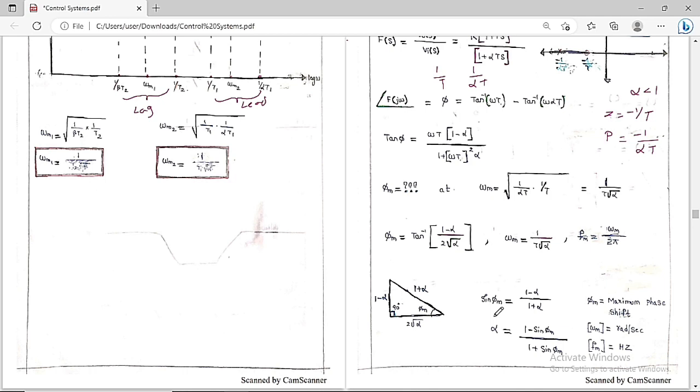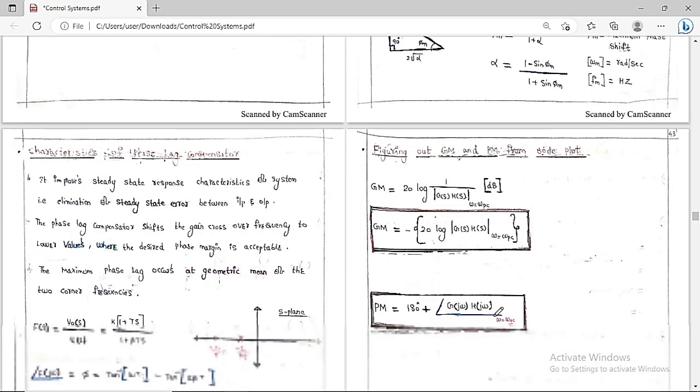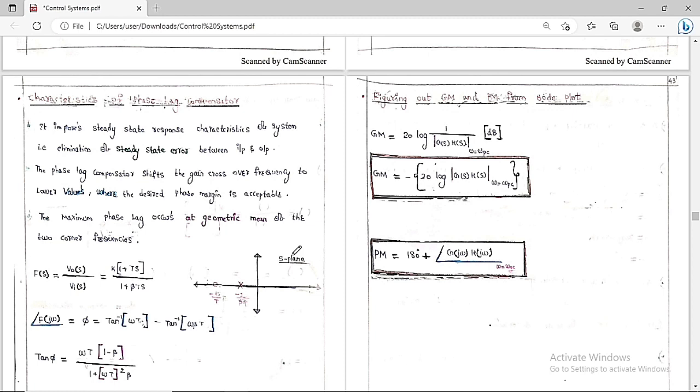So lead capacitor means the output is always going to lead the input. So always the zero is closer to the origin when compared to the pole. These things you always have to keep in your mind. Now let's go to another concept, which is the characteristics of the phase lag compensator.